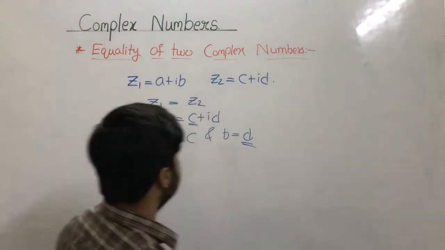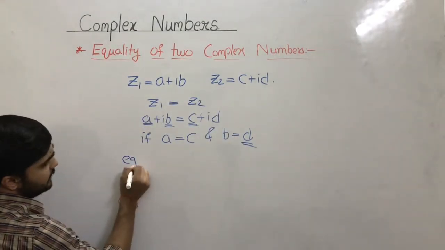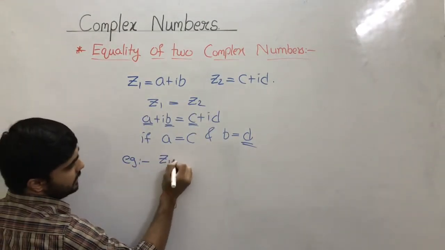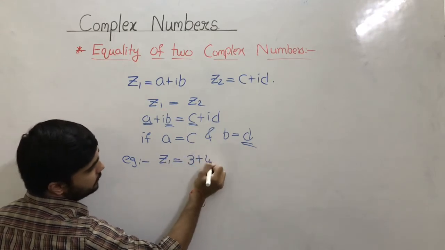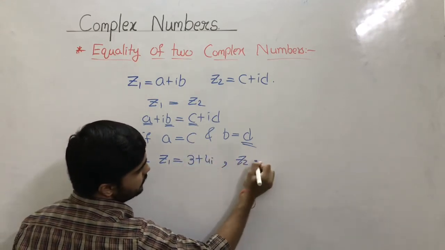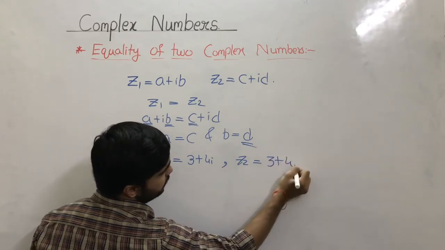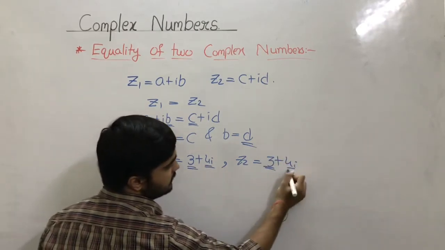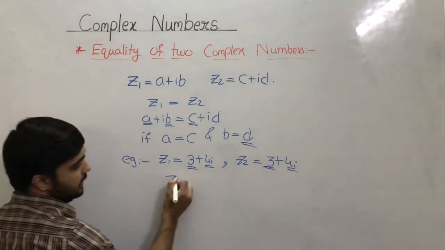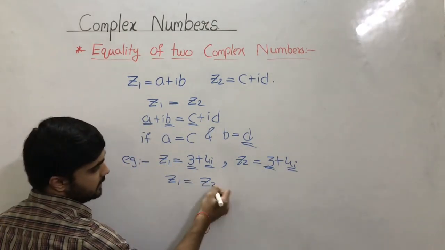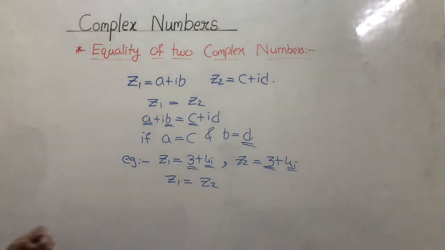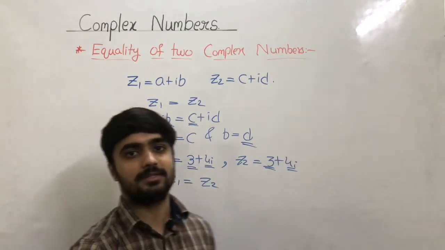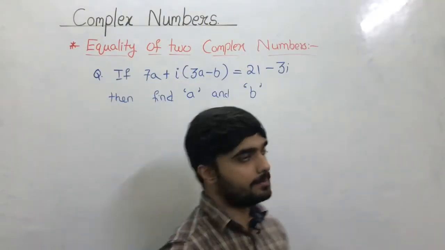We can also see one example. That is, if they have given z1 is equal to 3 plus 4i. Similarly, z2 is equal to 3 plus 4i. We can see that this and this are equal, this and this are equal. Hence we can directly write z1 is equal to z2, which is nothing but equality of two complex numbers. So based on this, let's see one example.